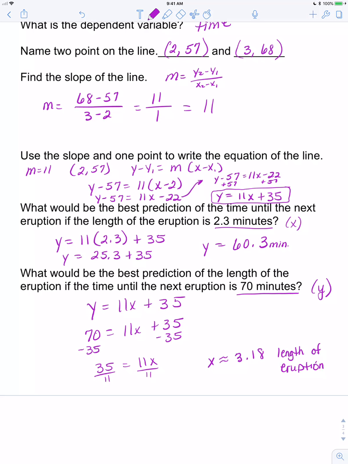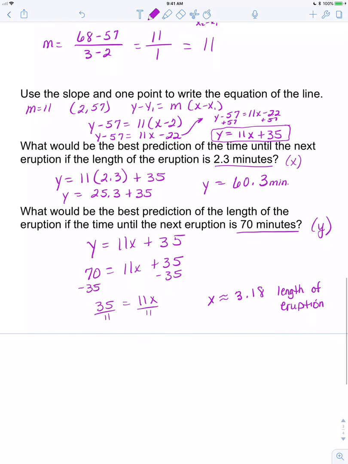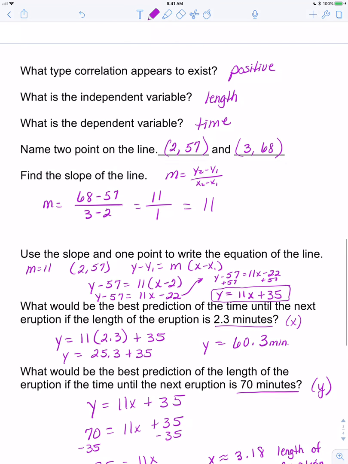So watch how those are worded. Make sure that you know which variable they're asking the question for, whether you're looking for the x value or the y value or whichever one that they're giving you. And yeah, use your calculator on that if you want to, and that's fine.